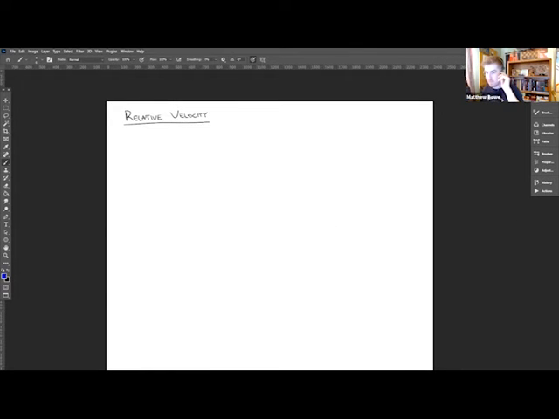Relative velocity. Sometimes when we're finding a velocity for something, we need to be clear not just about where the thing is moving. We need to be clear about the reference frame around the thing that is moving.